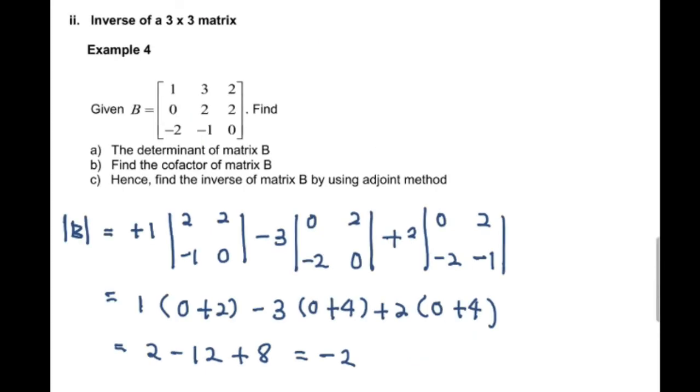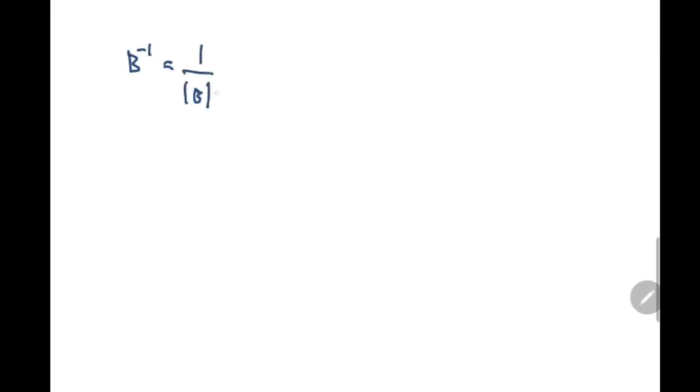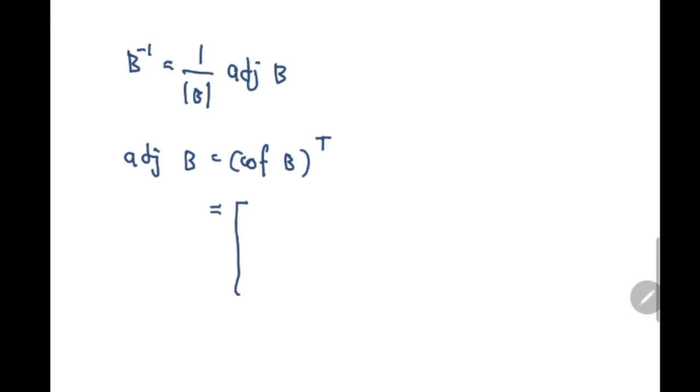The last question they ask for, hence find the inverse of matrix B by using adjoint method. Okay, as you know and as you have learned before, B inverse, by using adjoint method, the formula is 1 over determinant of B times adjoint B. So what is adjoint B again? Adjoint B is the cofactor of B that has been transposed. So we find the adjoint B first.